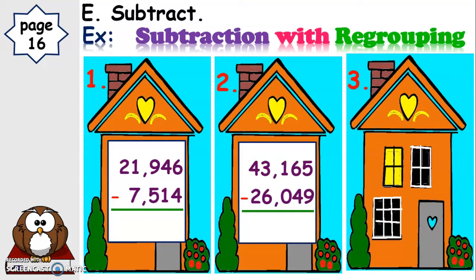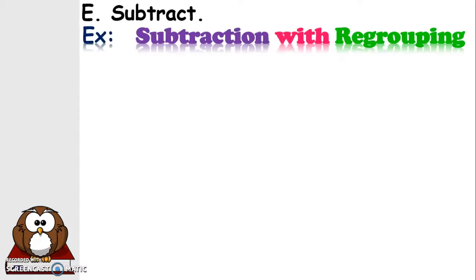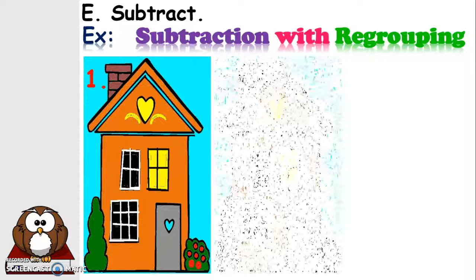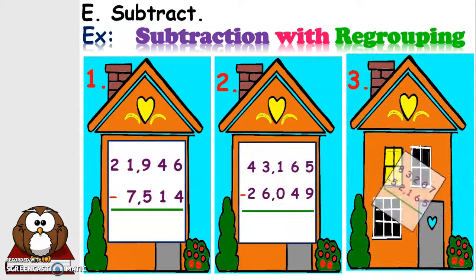For number 2, subtract 43,165 and 26,049. And for number 3, we have 83,207 minus 52,165. Now try to answer these examples for subtraction with regrouping. And if you are finished, you can now find out what the correct answers are. So again, this is a practice for letter E, subtraction with regrouping. So what could be the answer for number 1, number 2, and number 3?